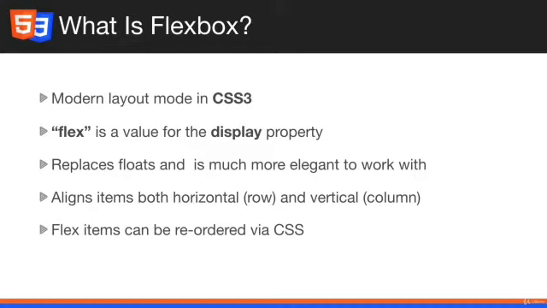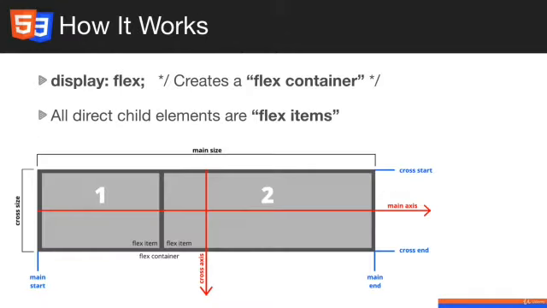We can align items both horizontal and vertical, and flex items can also be reordered via CSS. So we can actually reorder the way that our items are laid out without having to change the markup, without having to change the HTML. So let's take a quick look at how it works, and I'm going to show you all of this, so don't worry about it. But just really quickly, if we assign display flex to a container div or any container element, it creates a flex container.